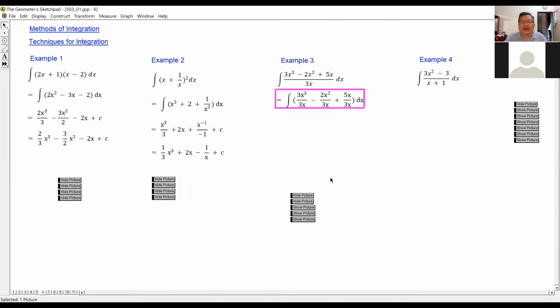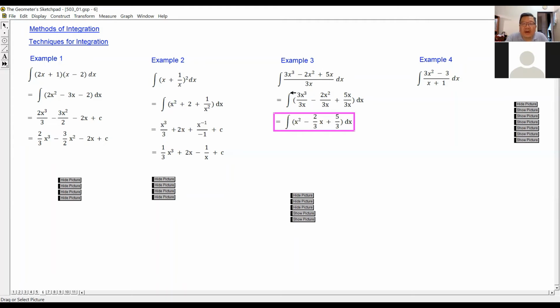differentiation. So we separate them out: 3x cubed over 3x, 2x squared over 3x, 5x over 3x. So it becomes something like this. Have to simplify some more. x cubed divided by x, x squared. x squared divided by x, x. x divided by x, no more x.